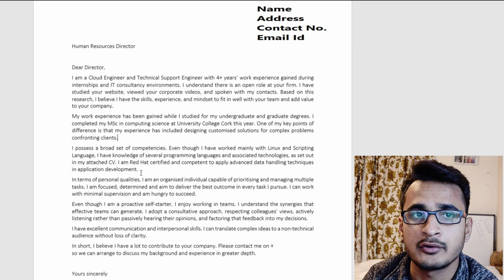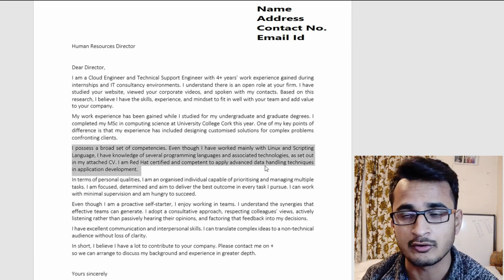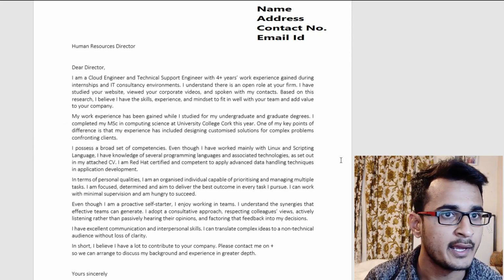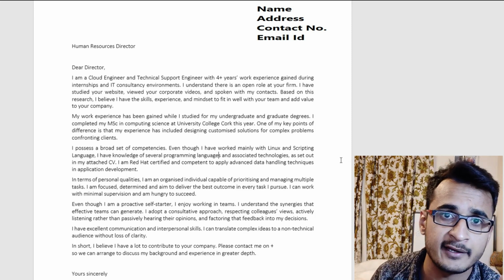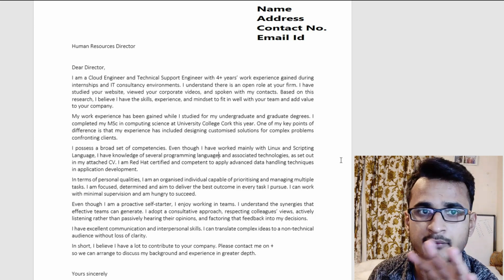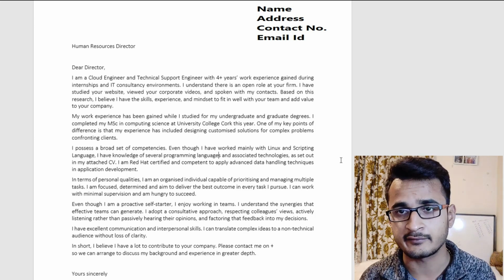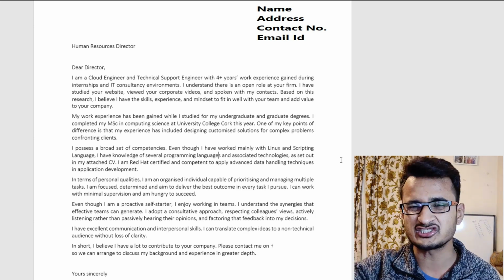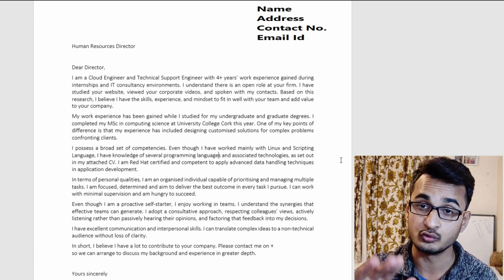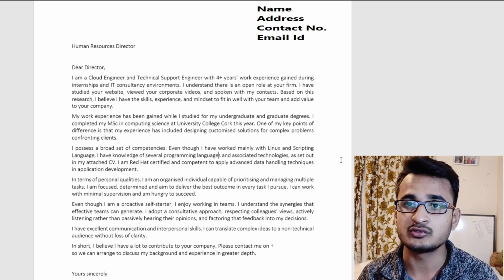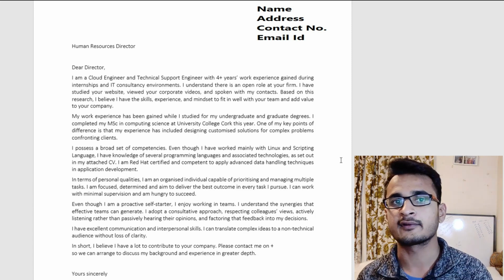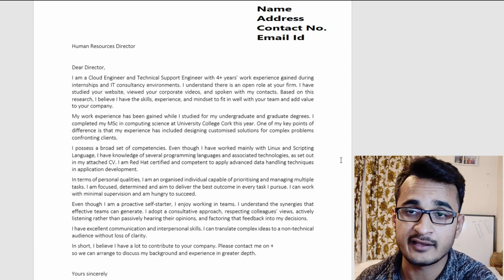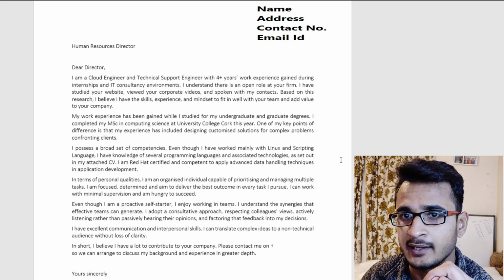The third one is your skills, your powerful skills. As you can see, I mentioned the programming languages and the certification I already have. Whatever achievements or skills you have right now, which you can say you have good knowledge in, you can mention over here, and that will be really helpful. So the third paragraph is for that.